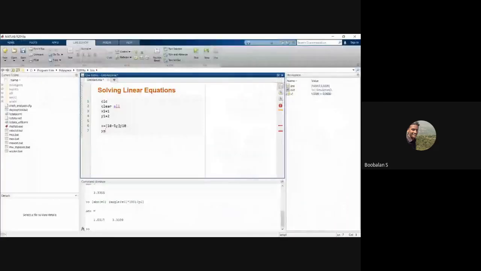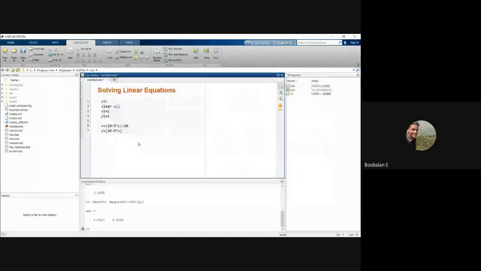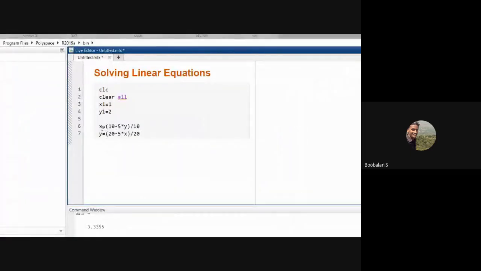And y equal to 20 minus 5x, instead use a star, so 5 star x. In the same way we need to use 5 star y, and whole divided by 20, right? This is the equation. So these two equations are going to work repeatedly, right? So x equal to 10 minus 5 into y, divided by 10. These are the two equations, right?